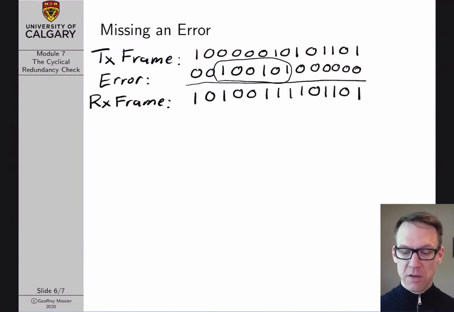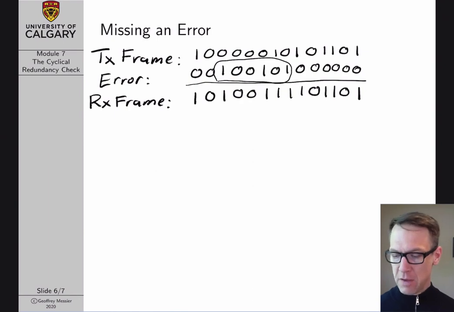And so if we add a copy of the generator polynomial to our received frame in the form of an error pattern, we're going to miss it. Basically any error pattern that's evenly divisible by the generator polynomial will be missed by the CRC error detection. So this is the flaw of the scheme. As it turns out, it's not a huge flaw. In the next module, I will be discussing how to evaluate the performance of error detection schemes, and we'll see that even with this weakness, CRC error detection provides quite excellent performance.